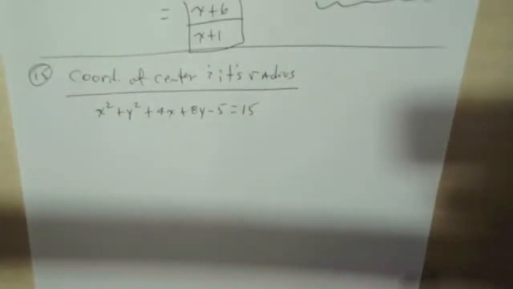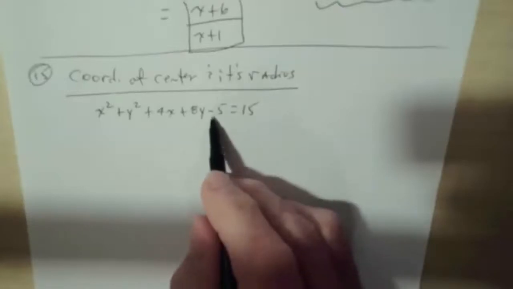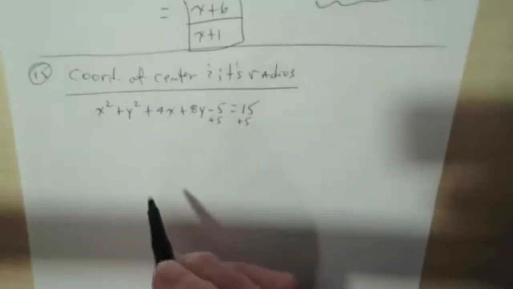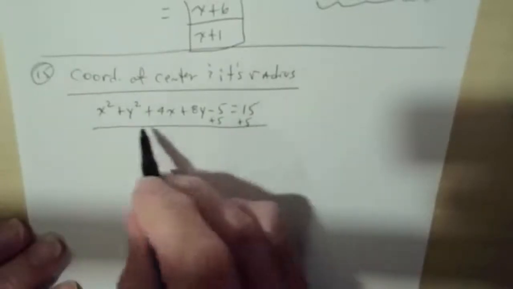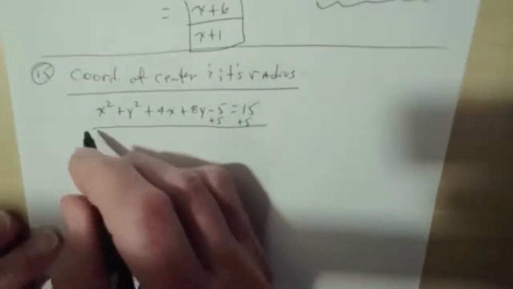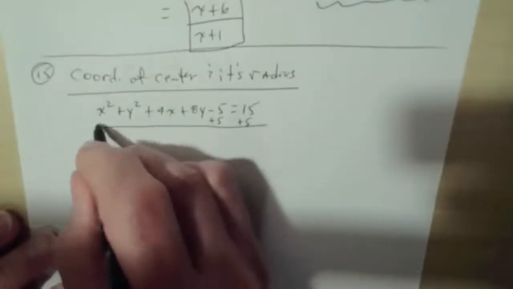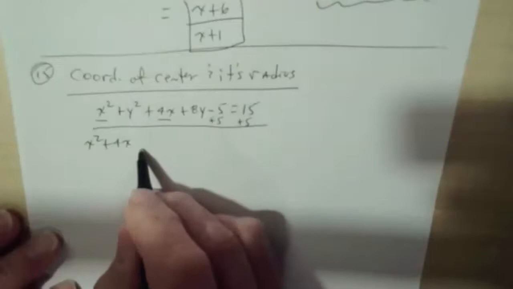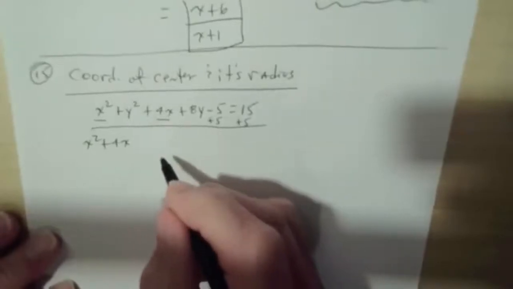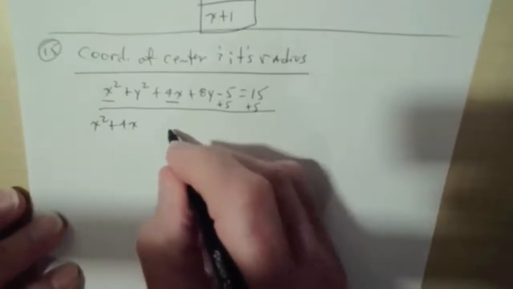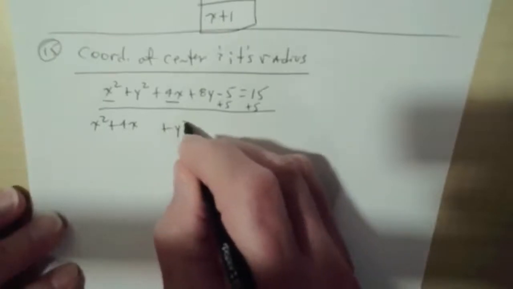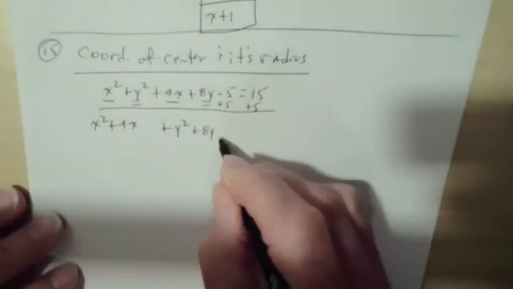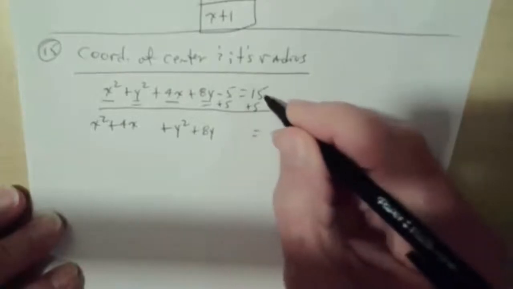Okay, first thing we do is we're going to move the 5 to the other side. And at the same time, we're going to group the x's and the y's together. So we have x squared plus 4x. We're going to skip a little space here to complete the square. Remember, we have to complete the square here. Plus y squared plus 8y, skip a little space to complete the square, equals 15 and 5 is 20.